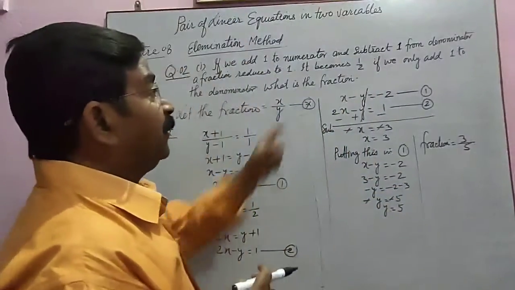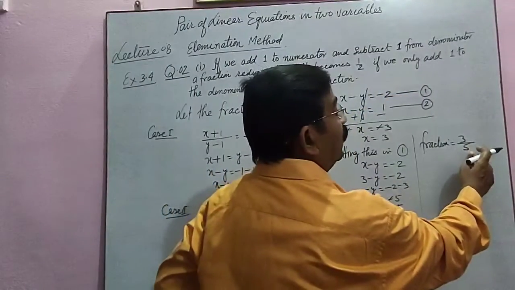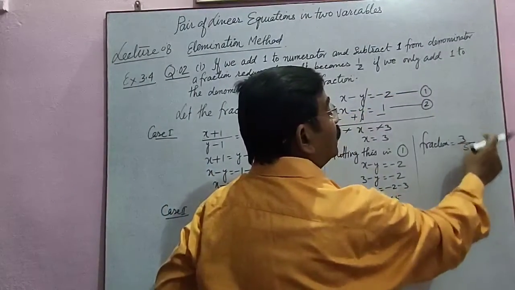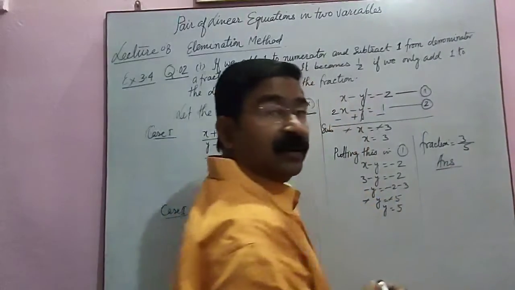Second situation, it becomes half. We add 1 to the denominator. If you add 1 to the denominator, it becomes 6. So 3 upon 6 is equal to 1 upon 2. So here is your answer. Is it okay?